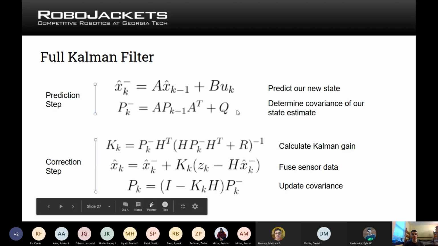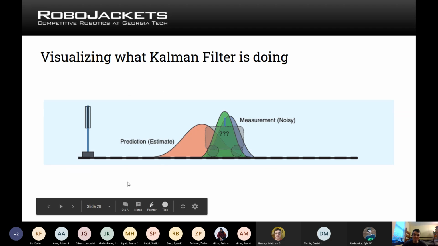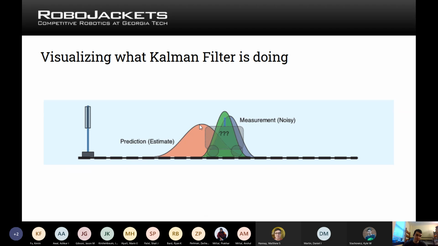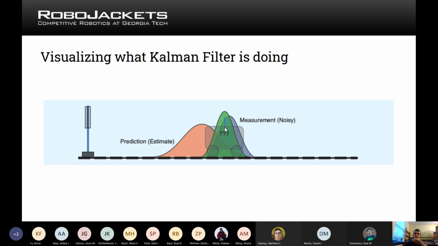So yeah, and visualizing what it's doing. Unfortunately, this doesn't have your initial state, but essentially your initial state would be somewhere here, and it would be taller than this red peak, probably about the same height as the green peak. Essentially you moved, so then you got your prediction estimate, which is this red peak, and then you got the measurement, and that comes with its own distribution.